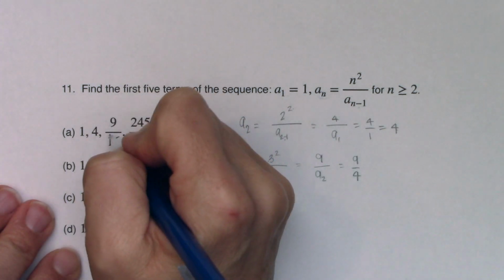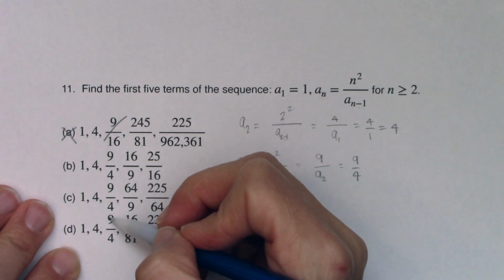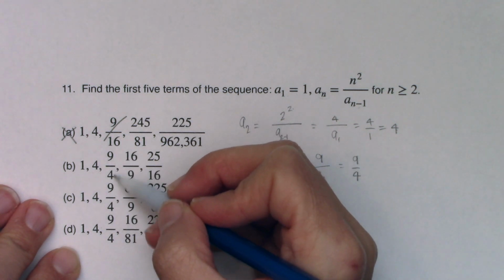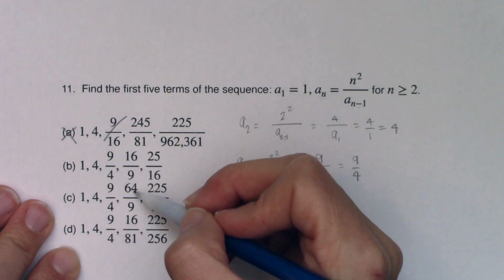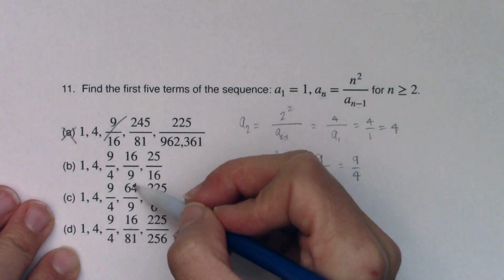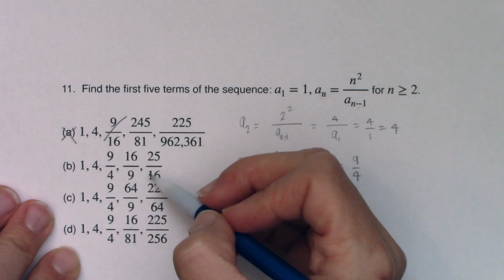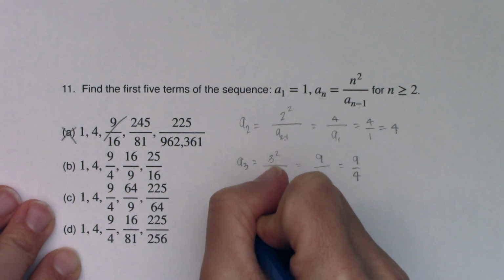So at this point, I can rule out A. A's got 9/16. These each have 9/4, so my options right now are B, C, or D. And I can actually tell that when I look at the fourth term, I'm going to be able to figure out if it's B, C, or D, because these are all 3 different numbers. I won't actually have to find the 5th term. I mean, I could, but I won't need it. So let's try a sub 4.